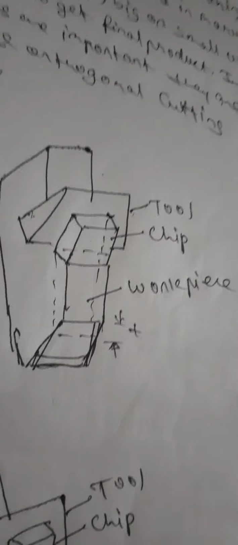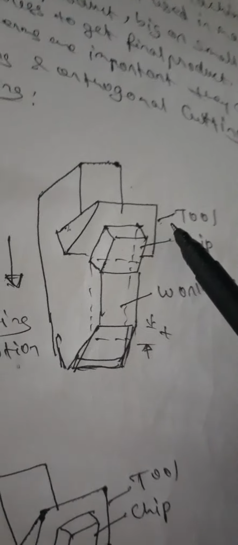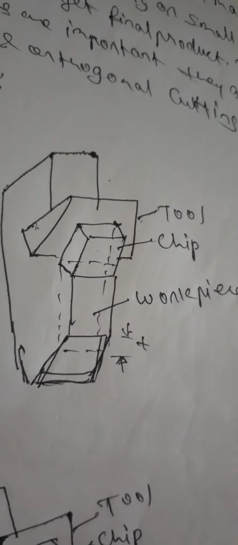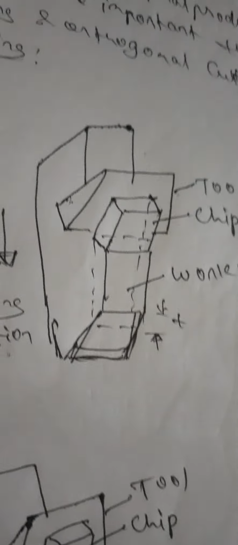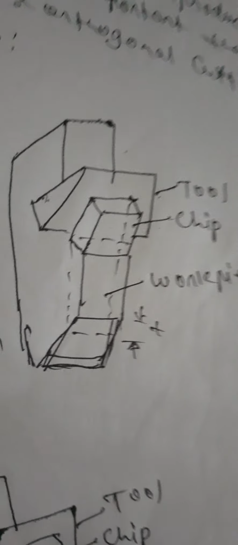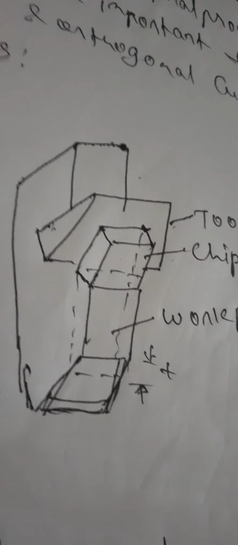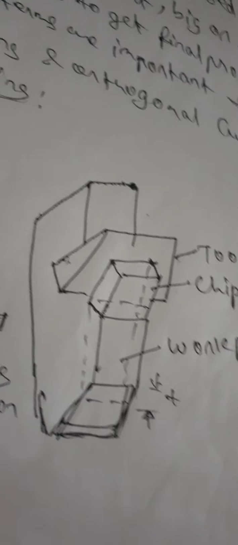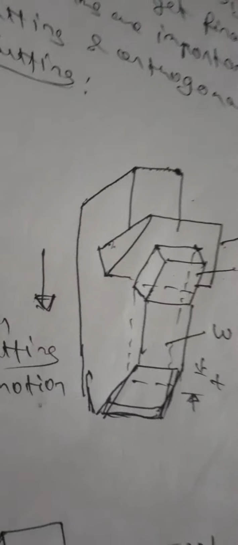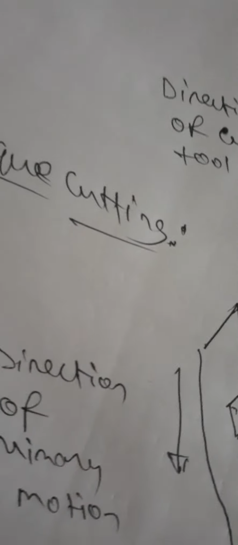The tool has lesser cutting life. In this type of cutting, this is also known as 2D cutting. Why is it called 2D cutting? Since two mutually perpendicular forces are involved here. Next we'll be discussing oblique cutting.